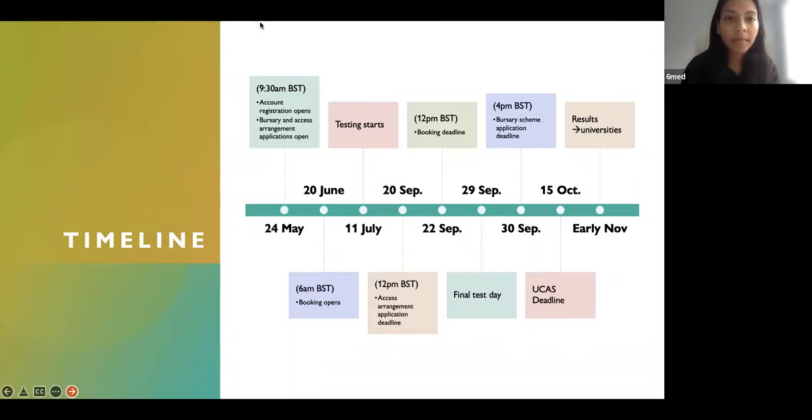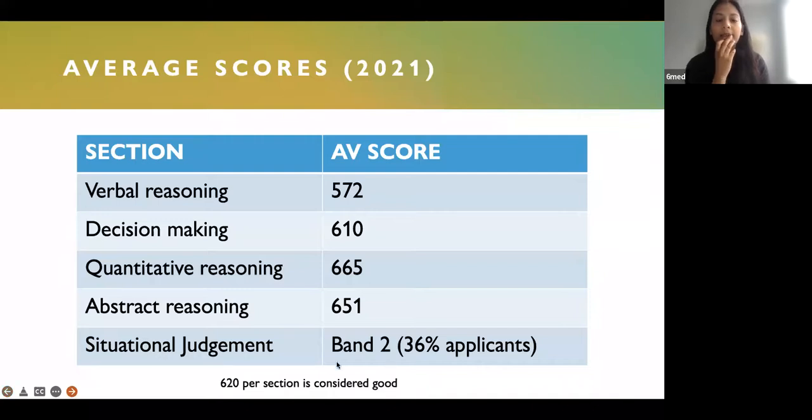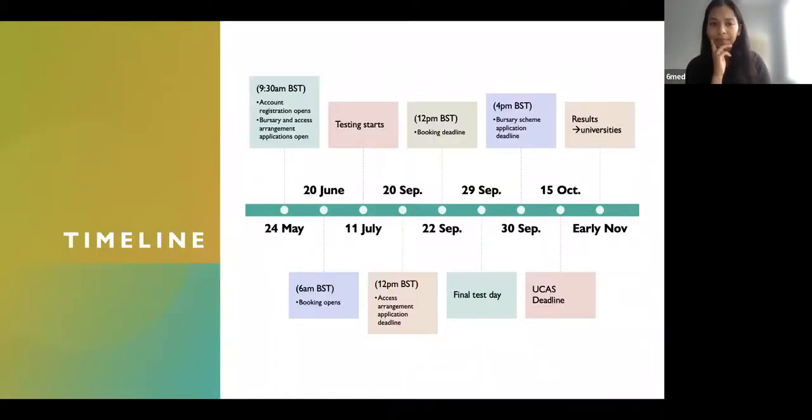Just before I move on to timelines, there's something in the chat. What score did I get? It's been a while since I've done it. I can't exactly remember, but, moving back to the previous slide, for situational judgment I got band 2. And for all of these sections combined, I think I got between 610 and 620. The only thing that I didn't do as well on was the abstract reasoning, which was slightly lower than expected. But I can't remember my overall score. That was approximately how I did.